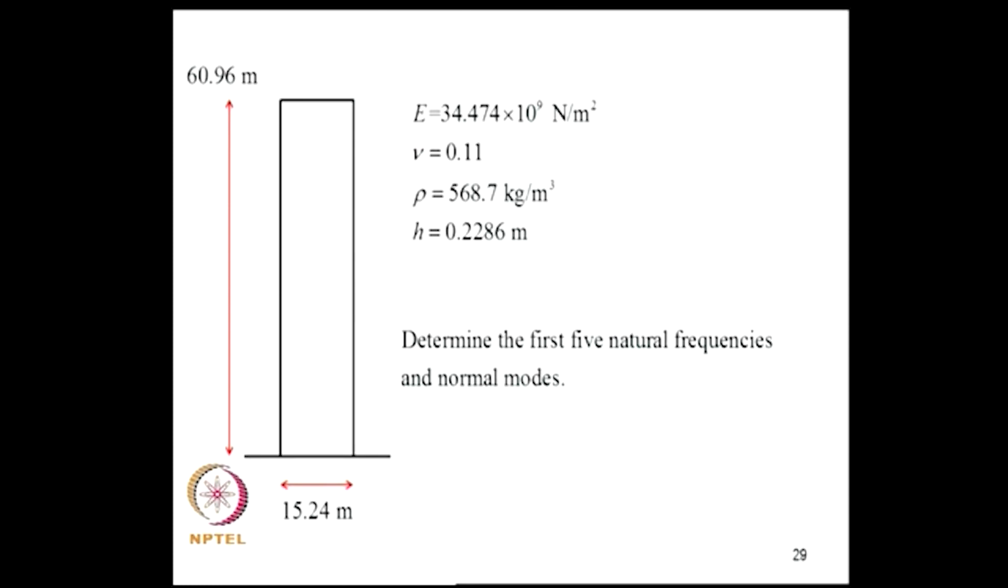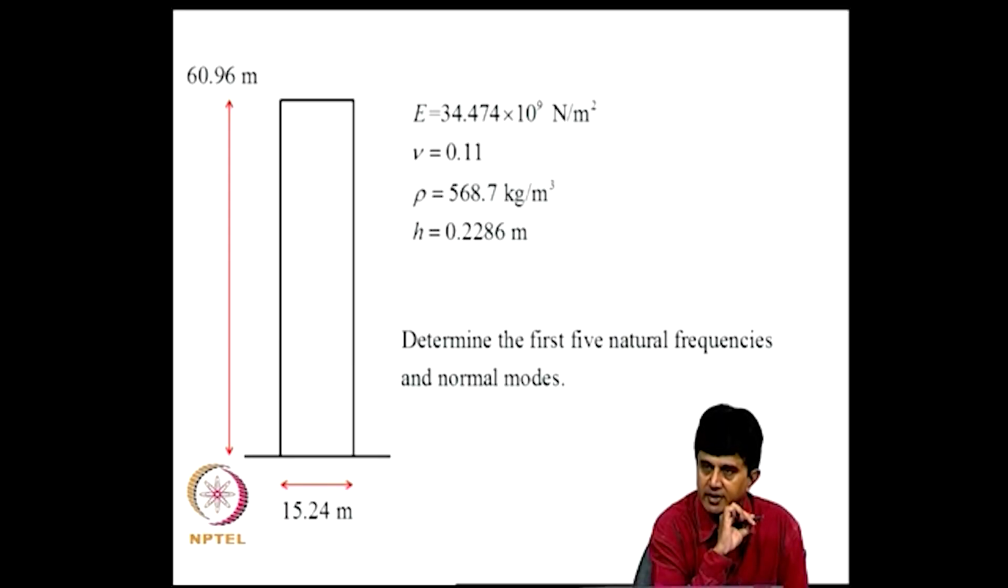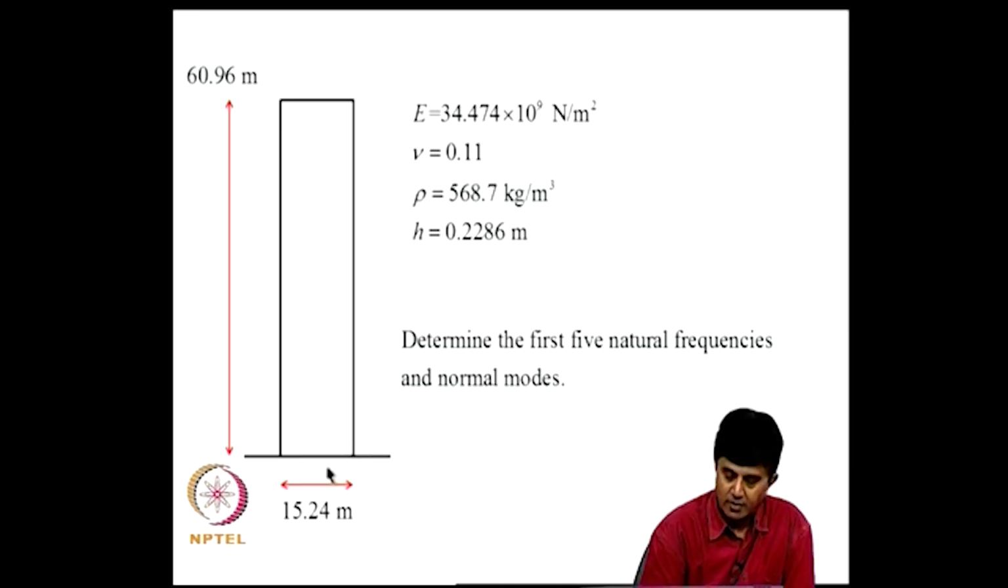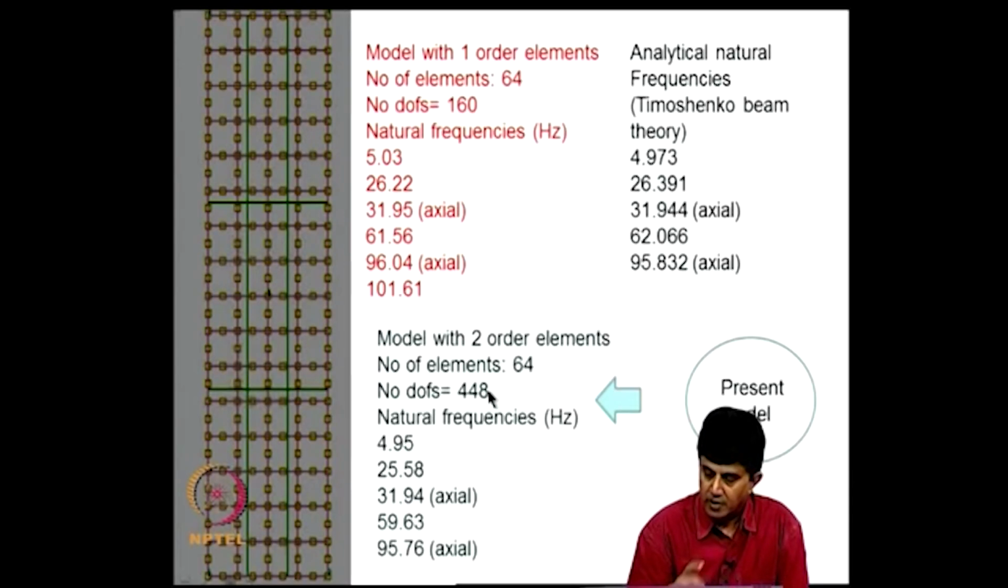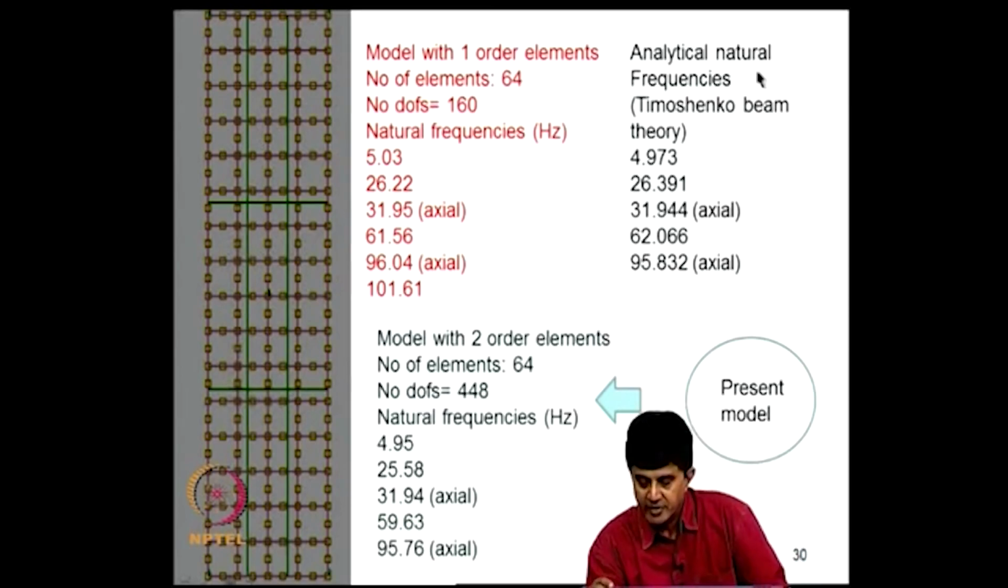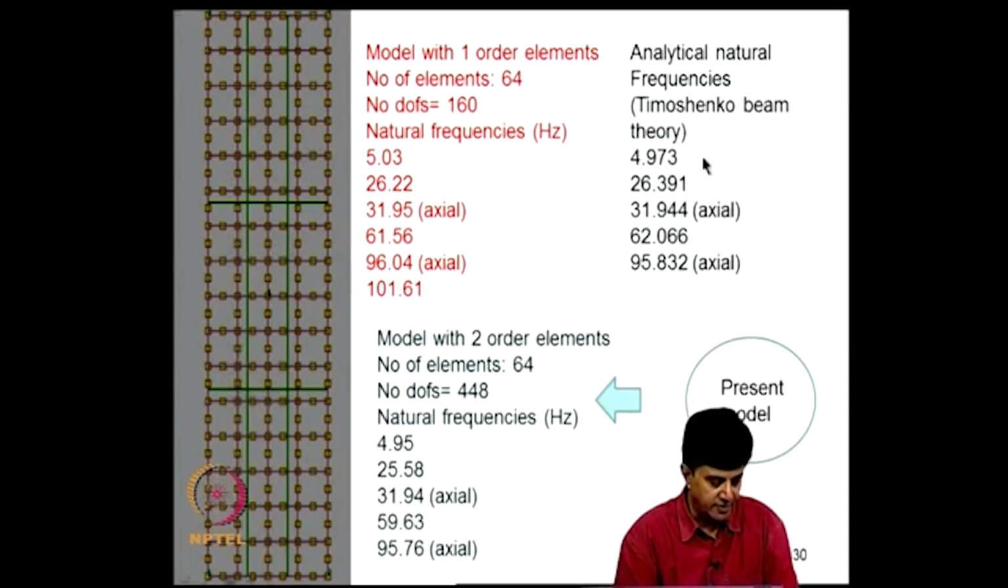Now, let us return to the shear wall and earth dam example that we considered in the previous lecture. So, the problem was there is a shear wall of thickness 0.2286 meters, and these are the dimensions, and the problem was to find first 5 natural frequencies and normal modes. Now, analytical estimates of natural frequencies using Timoshenko beam theory were obtained, were pointed out. These were the numbers, these are frequencies in hertz.